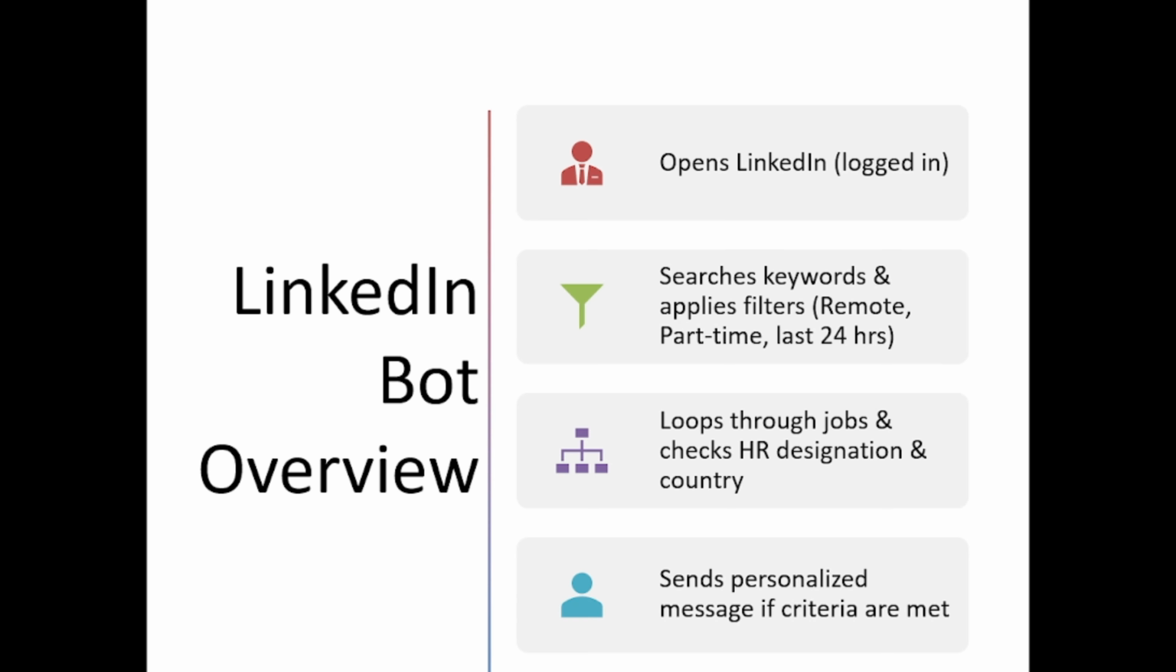Let's go to a simple overview of how the bot will flow. When you start the bot, it will read Excel and then apply a loop on keywords. Next is open LinkedIn, apply filters, then loop through the jobs, check the job poster, check title and country, and finally send the message. We will build each of these steps in upcoming videos one by one.